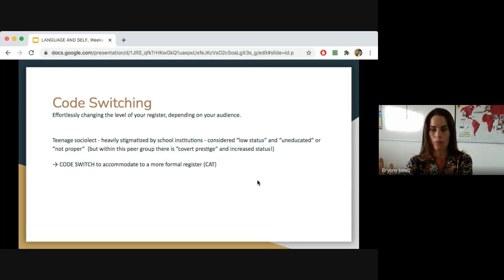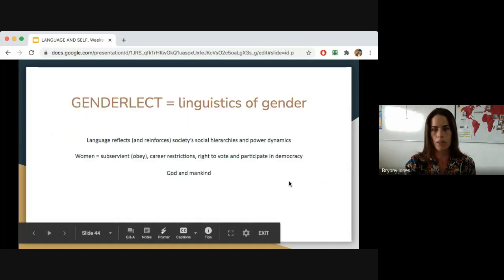Okay? So from an outsider's perspective, like a proper institution, it's low level, but from within your social group, it gives you higher status. Hope that makes sense. Okay, so that's teenagers.